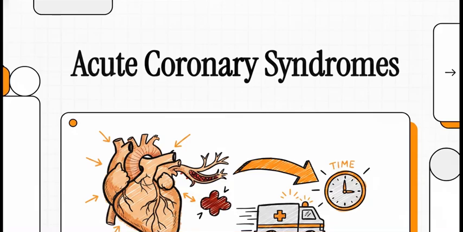Welcome to this explainer on acute coronary syndromes, or ACS. Today, we're going to walk through the intense clinical pathways that literally dictate life or death in these critical moments. We are talking about an absolute race against time, where the heart muscle is starving for oxygen, and medical intervention is the only thing that can restore the supply.